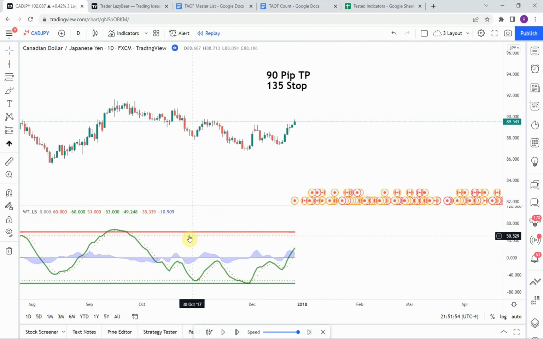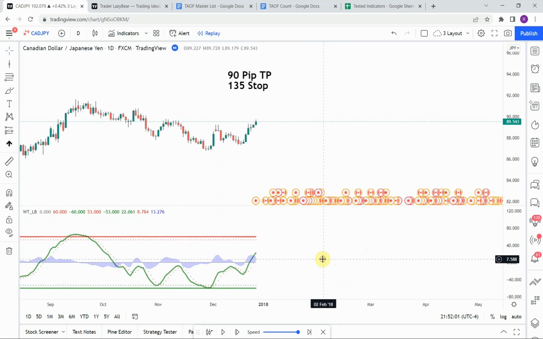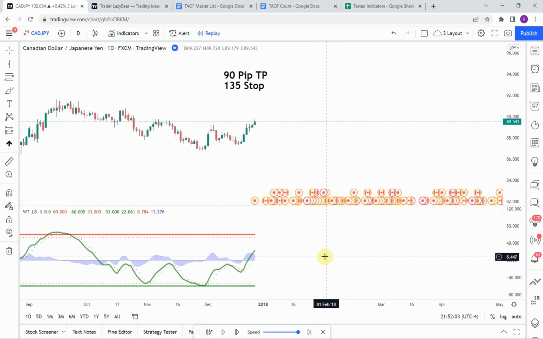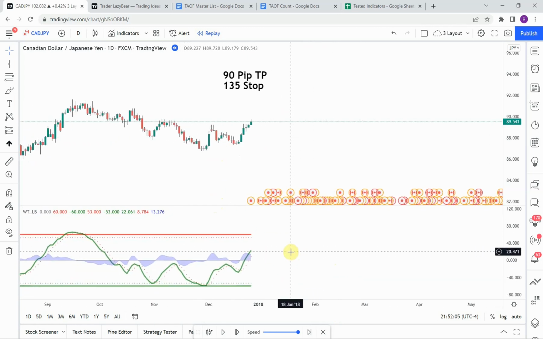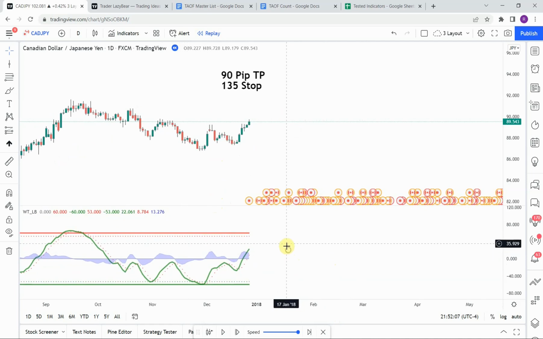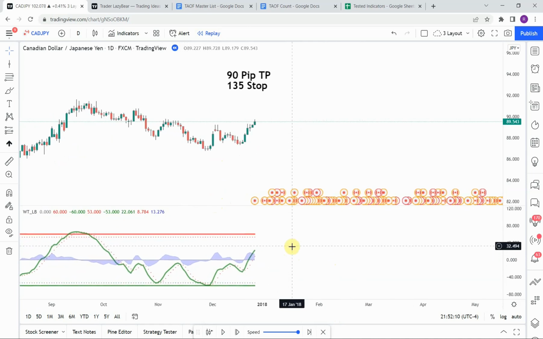As I said, we have the red line and the green line, overbought and oversold. I know all of you love the overbought and oversold areas on these indicators. Discussed it many times before. Nonetheless, here we are again, another indicator.